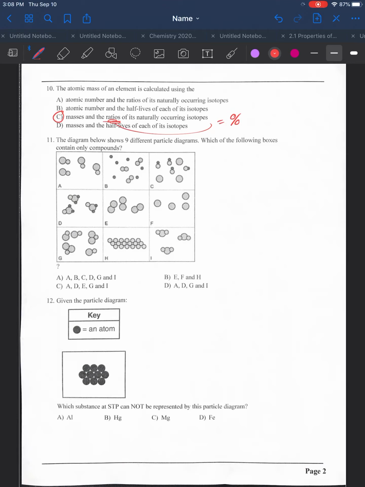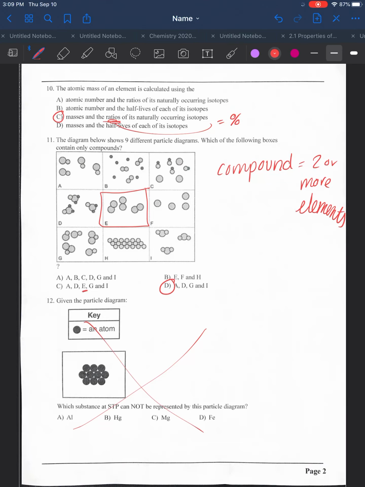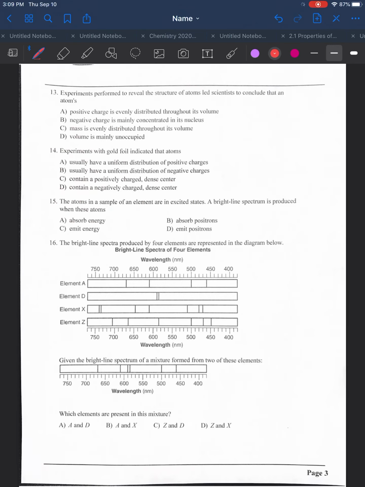11. So I assume most of you picked either C or D. The actual answer is D. And the only difference is this E here. And the reason why E is not a compound is because these are actually diatomic molecules. In order for it to be a compound, it has to have more than one element. So in this case, since it's the same size and the same color, we know that it can't be a compound. It's just two of the same atom bonded together. So your answer is D. We skip number 12. Okay, 13.